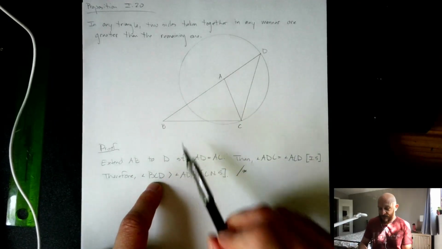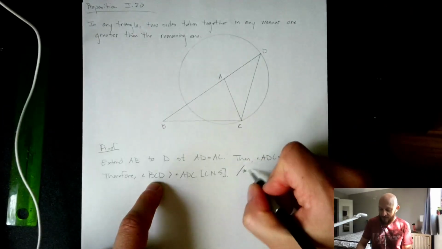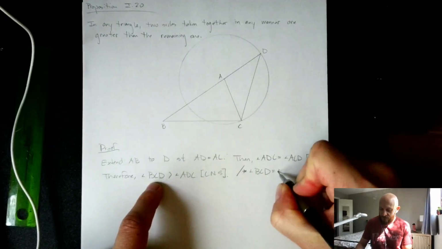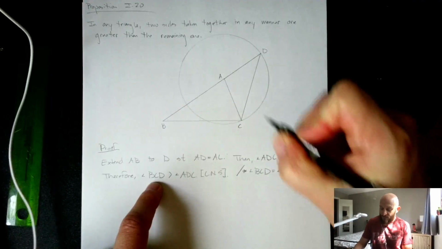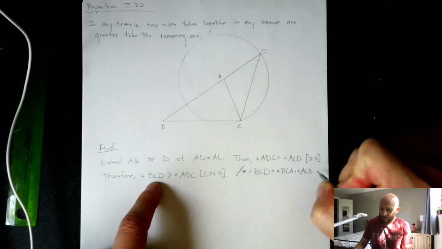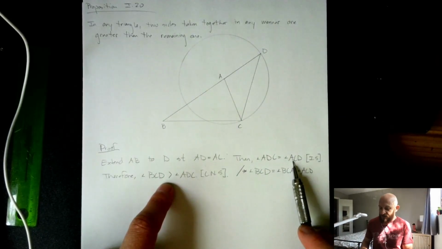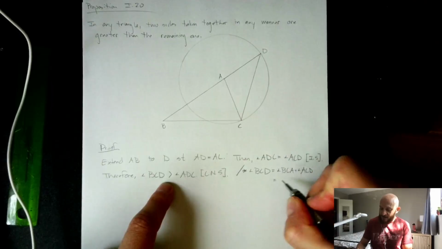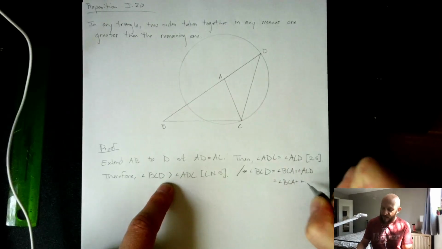Well, I claim it's because angle BCD is the sum of these two angles. It's because angle BCD is equal to angle BCA plus angle ACD. And we just concluded a moment ago that angle ACD is equal to angle ADC. So this is equal to angle BCA plus angle ADC.